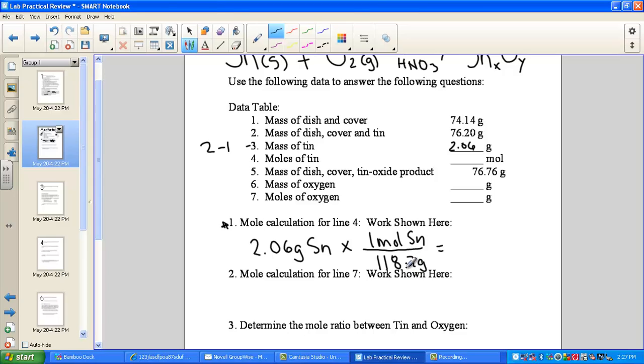So let's divide that out, 118.7, and we find a number, 0.0174. Carry all of those decimals with me, and those are your moles of tin. So from there, be sure you also write it up here in your data table, because that's where I'll be checking for the correct answer.